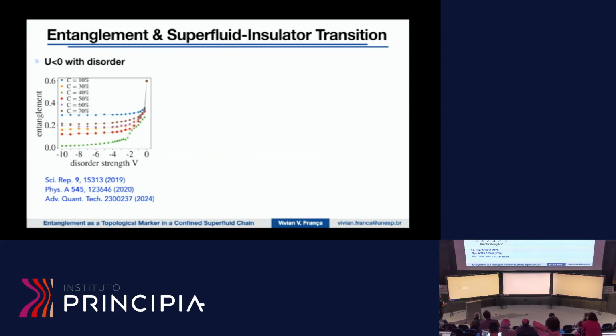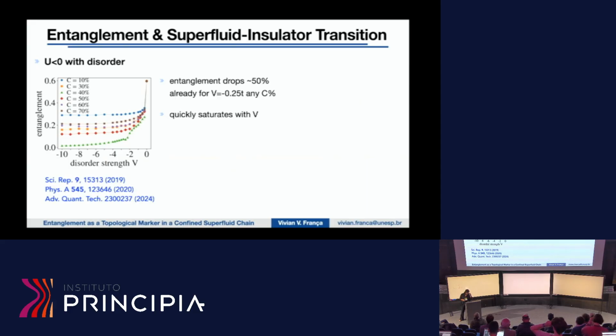Well, independently of the concentration of impurities that we plug into the system, we see a fast drop of the entanglement degree when increasing the V strength. So here it drops by almost 50% for any concentration of impurities, already for a V pretty small, right? And that is very different from the aspect we saw in the slide before, where there was some minimum strength of the V to see this strong localization, right?